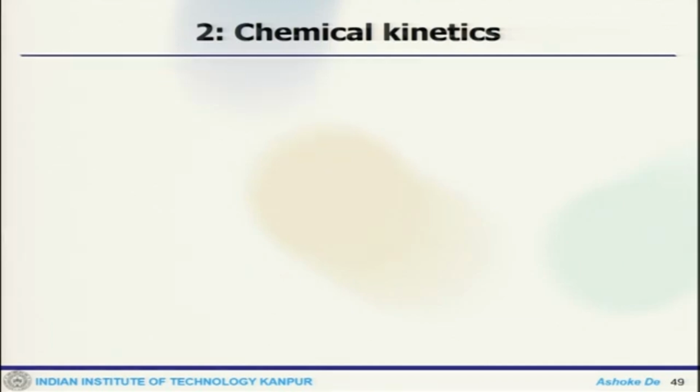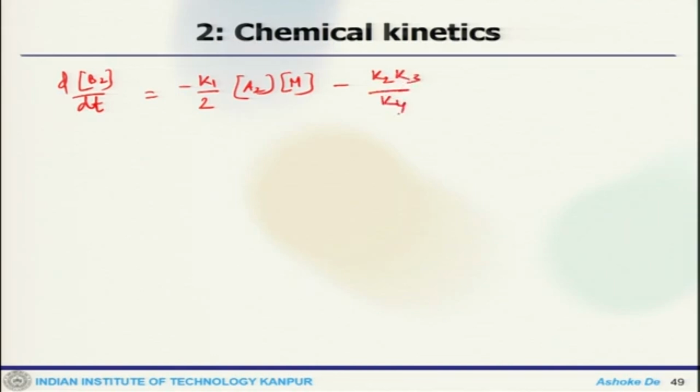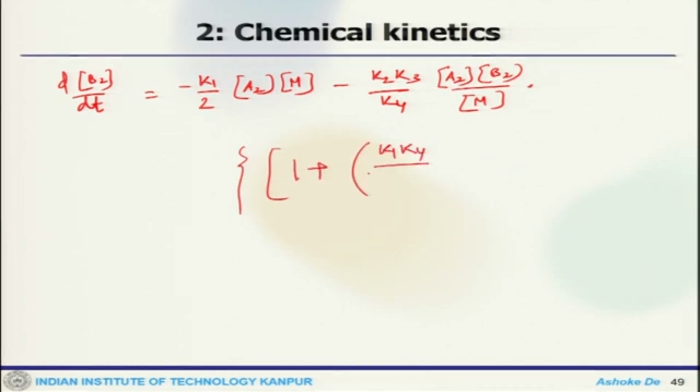Now, if we consider the simplest of the three, that means dB2/dt, which is nothing but K1 by 2 A2 M minus K2 K3 by K4 A2 B2 by M into 1 plus K1 K4 by 2 K2 K3 by B2.